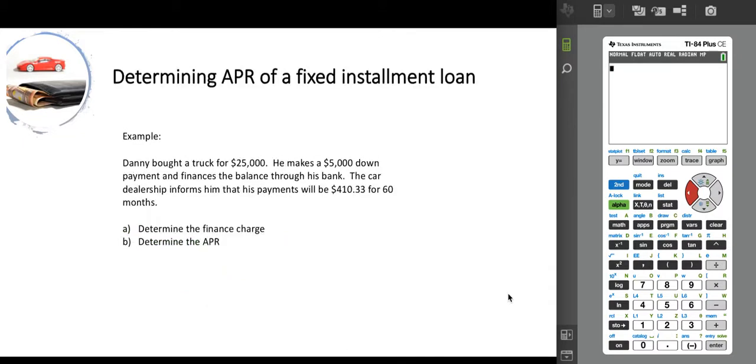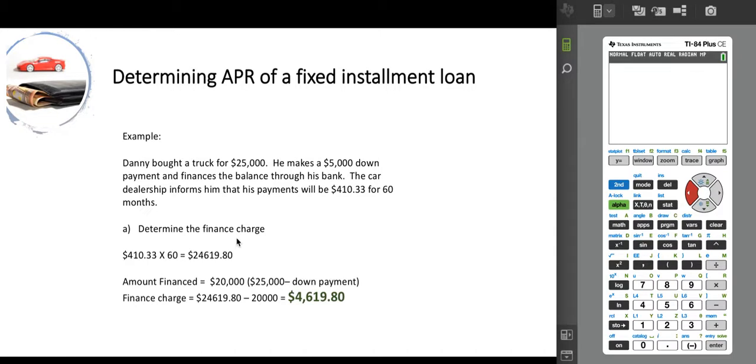All right, let's look at another question. Here we're going to be determining the APR of a fixed installment loan. So Danny bought a truck for $25,000. He makes a $5,000 down payment and finances the balance through his bank. The car dealership informs him that his monthly payments will be $410.33 for 60 months. What we need to do is first determine the finance charge and then determine the APR.